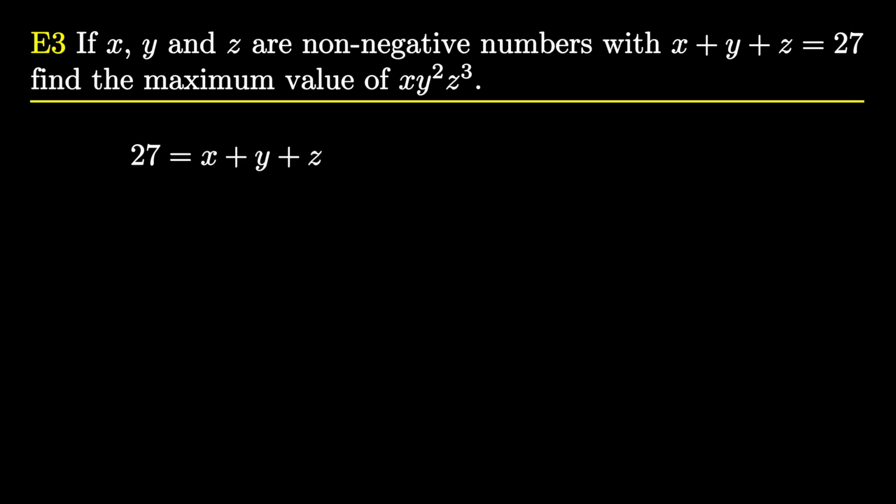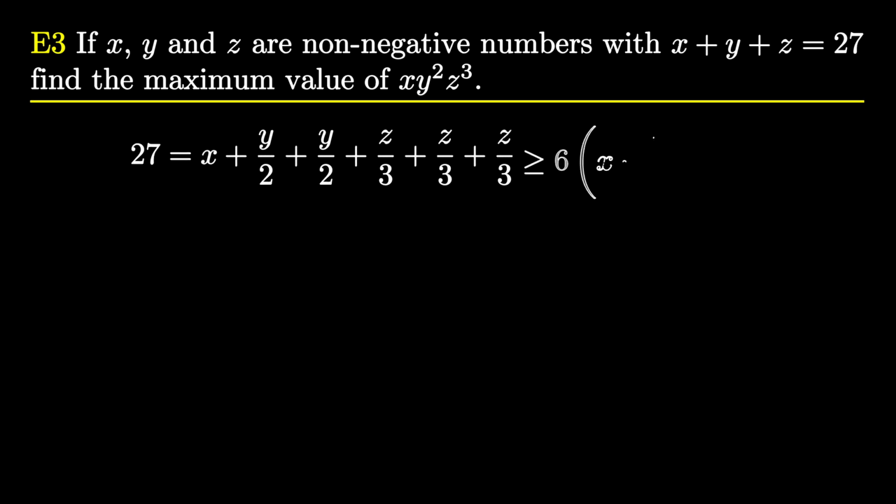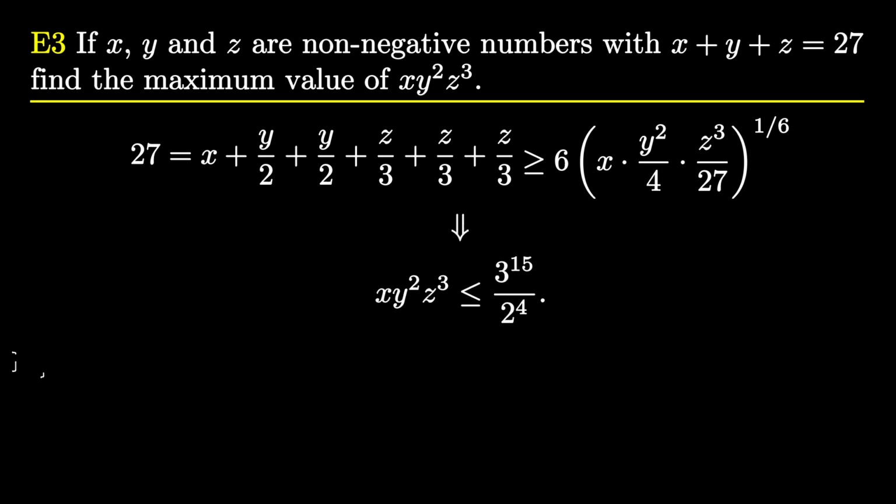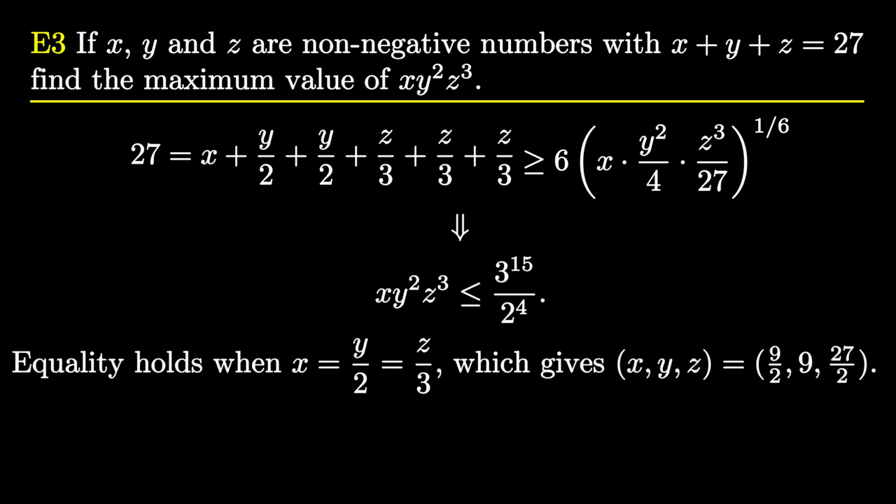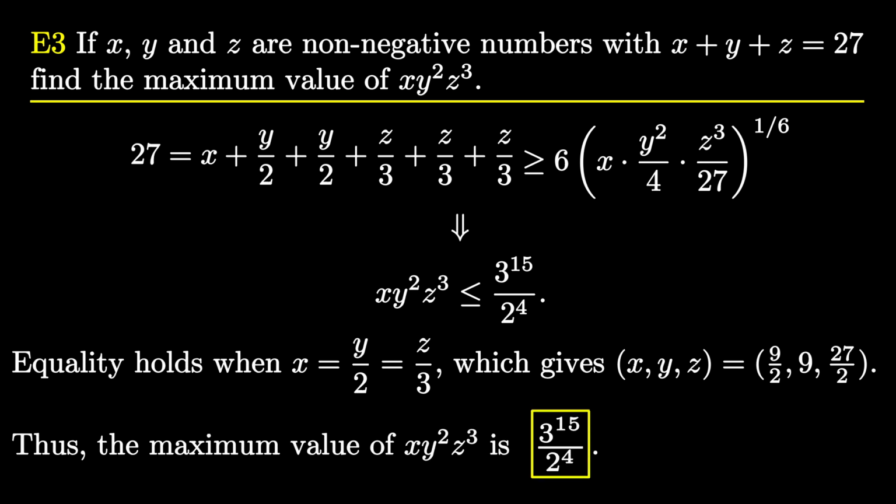Notice that the exponent of y is 2 and the exponent of z is 3. So it is a natural attempt to split y in 2 equal parts and z in 3 equal parts. And then we apply the AM-GM inequality on the resulting 6 numbers. That gives x y^2 z^3 is less than or equal to 3^15 over 2^4. And the equality holds for x, y, z equal to 9/2, 9, 27/2. Hence, the required maximum value is 3^15 over 2^4.